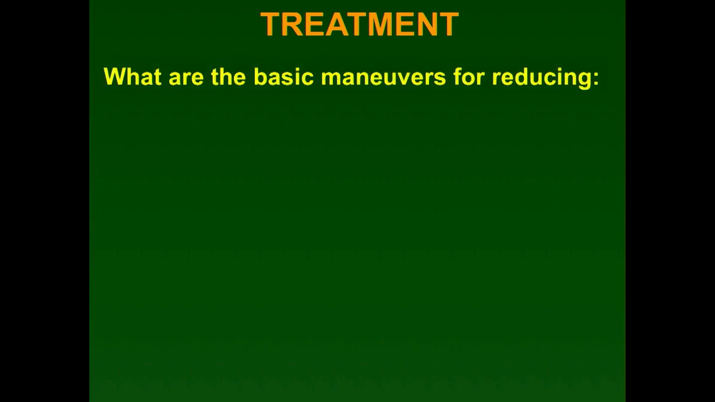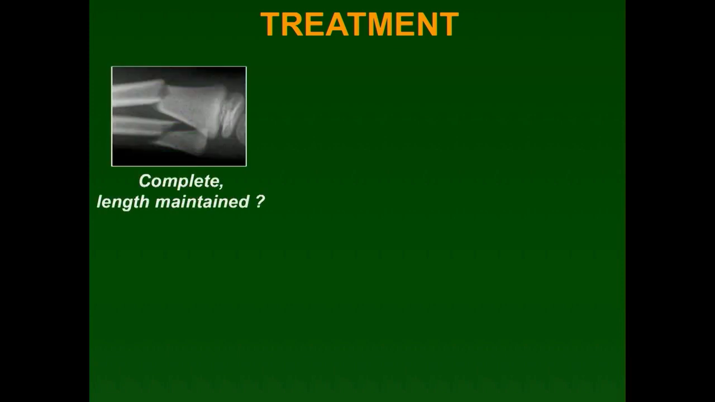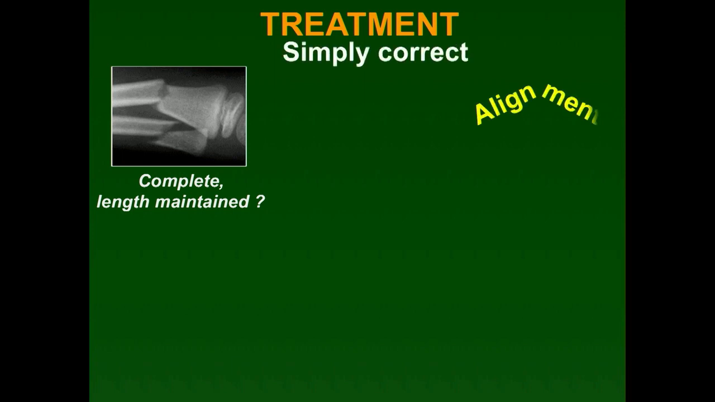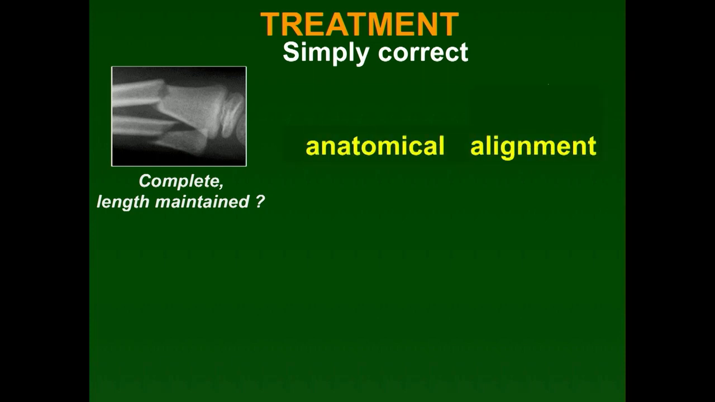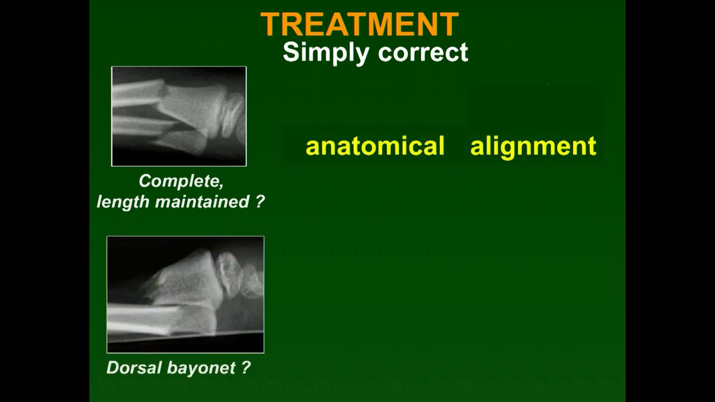Now, let's look at the typical distal bayonet, dorsal bayonet. If it's complete, length maintained, what do you have to correct? Angulation. Correct the angulation until it's anatomical alignment, right? Suppose it's dorsal bayonet, what do you have to do?